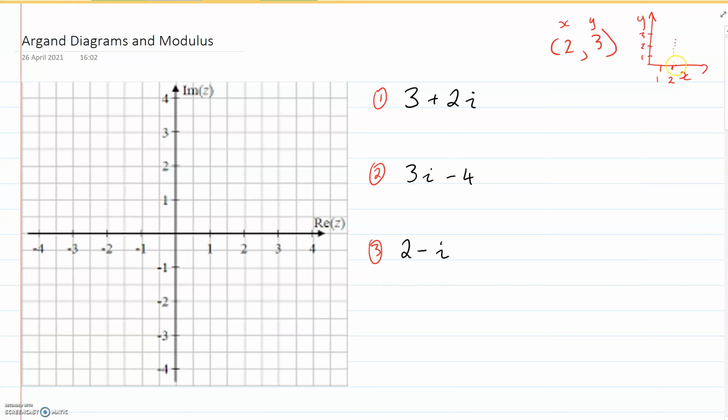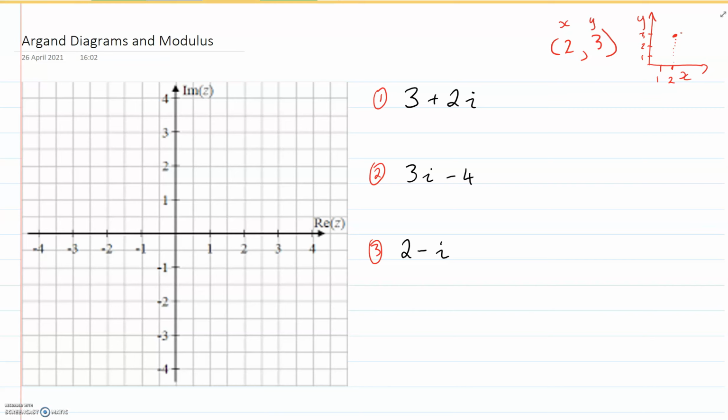So what was that? Across the hall and up the stairs. X comes first, so that's across the hall, and then y comes second, and that's up the stairs. And that is your point up here. An Argand diagram is almost identical to that.